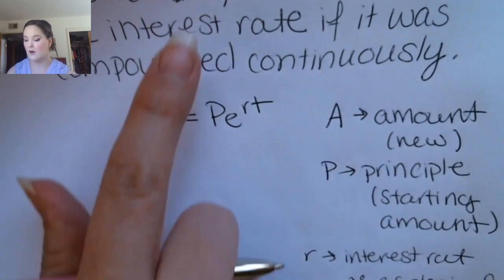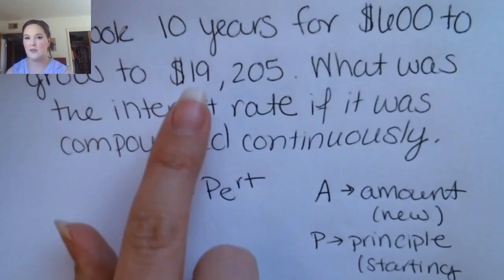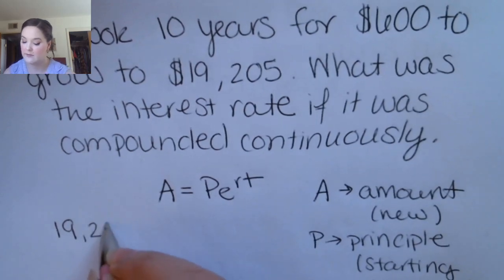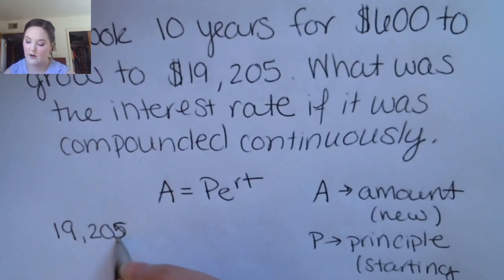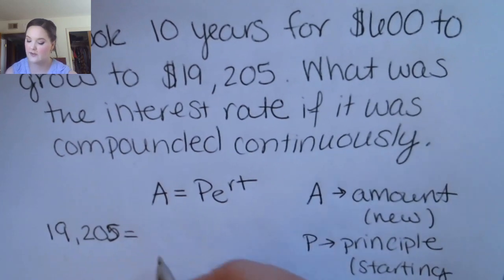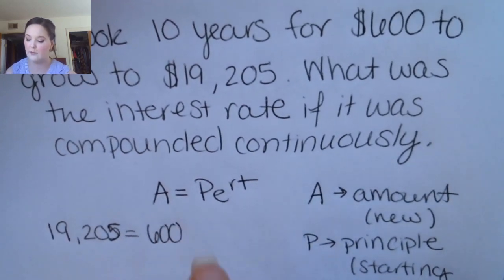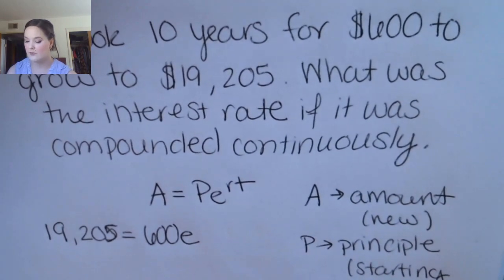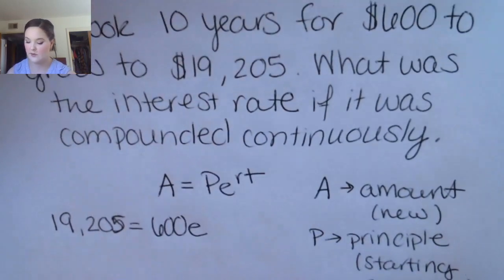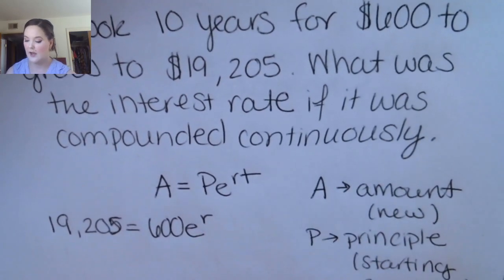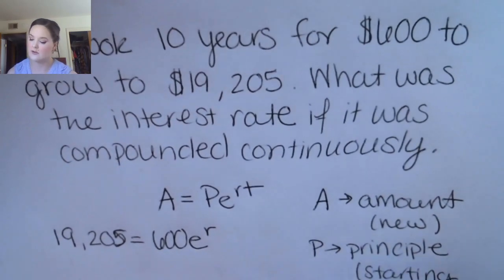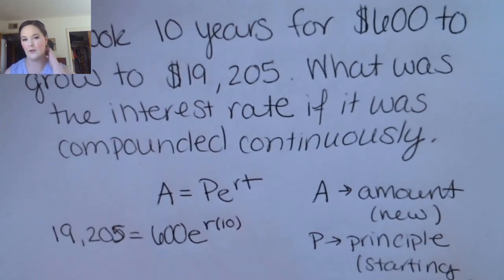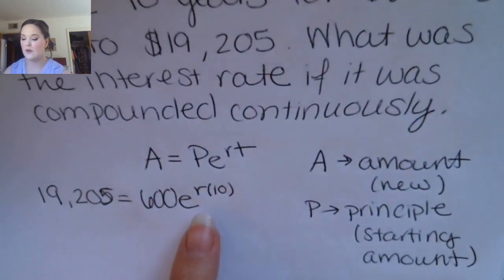Okay, so our new amount in this example is going to be the 19,205. So we're going to plug that in for A. Our initial amount was 600, so we'll put that here for P. E is just a numerical value. Our interest rate is actually what we're interested in, so we're just going to leave that as R. And then T is 10 years, so remember T is in years, so we'll just put 10. Now we're solving this for R.